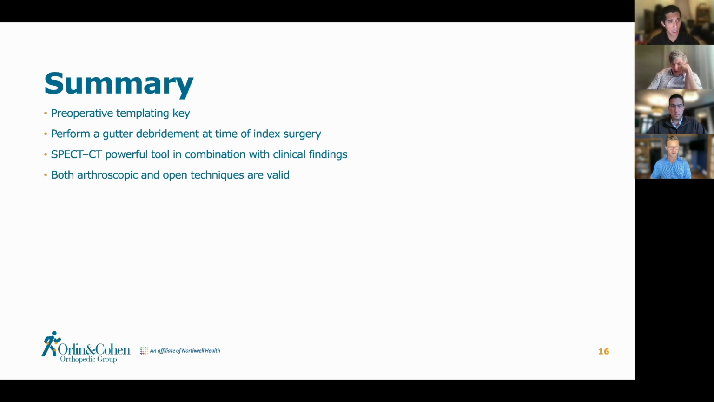So in summary, preoperative templating is key. Performing a primary gutter debridement at time of index surgery is absolutely essential in preventing a take-back for this. And SPECT CT can be a powerful tool in combination with clinical findings, and arthroscopic and open techniques are both valid. Thank you.